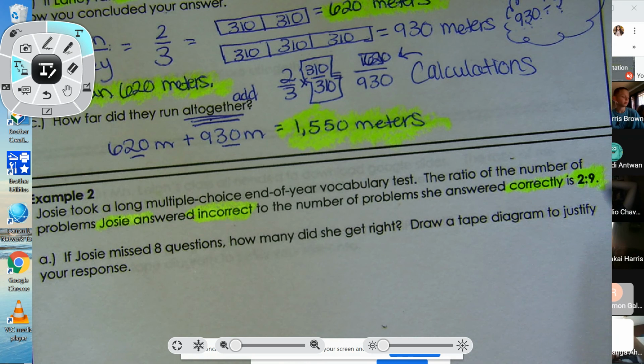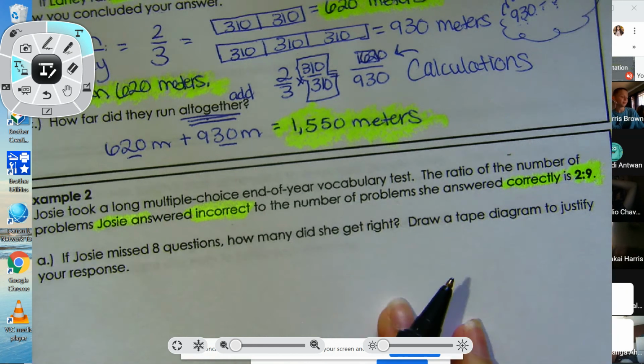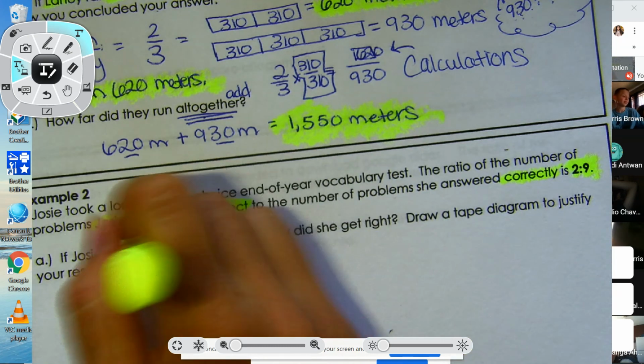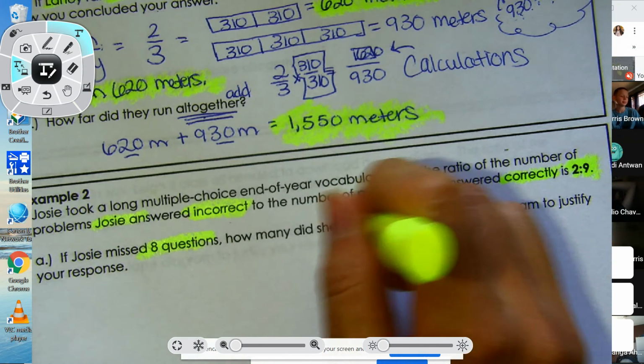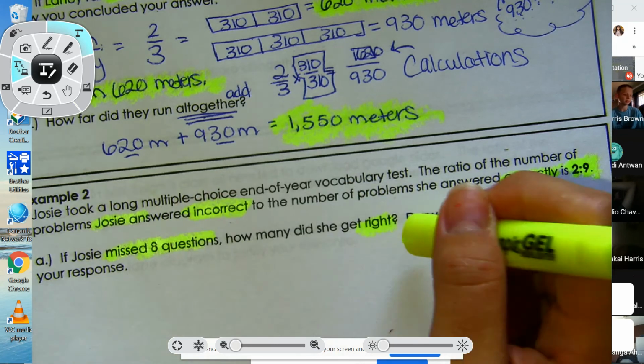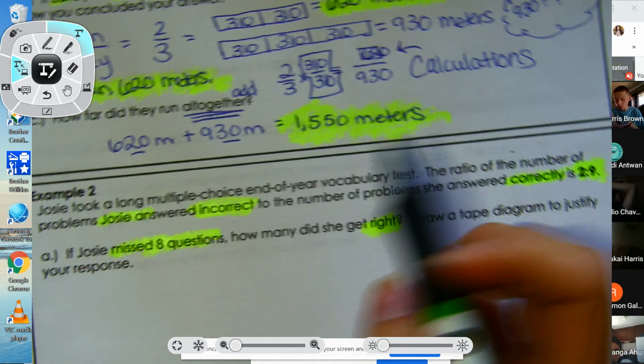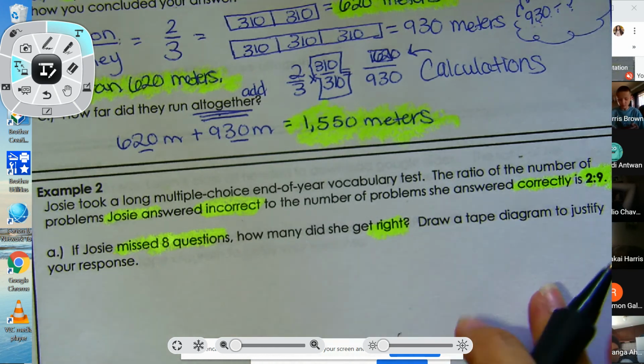Right? We cannot flip those and say 9 over 2. We have to keep it 2 over 9. All right, the question says, if Josie missed 8 questions, how many did she get right? So we're talking about missed questions to questions that she got right. Draw a diagram, a tape diagram to justify your response.